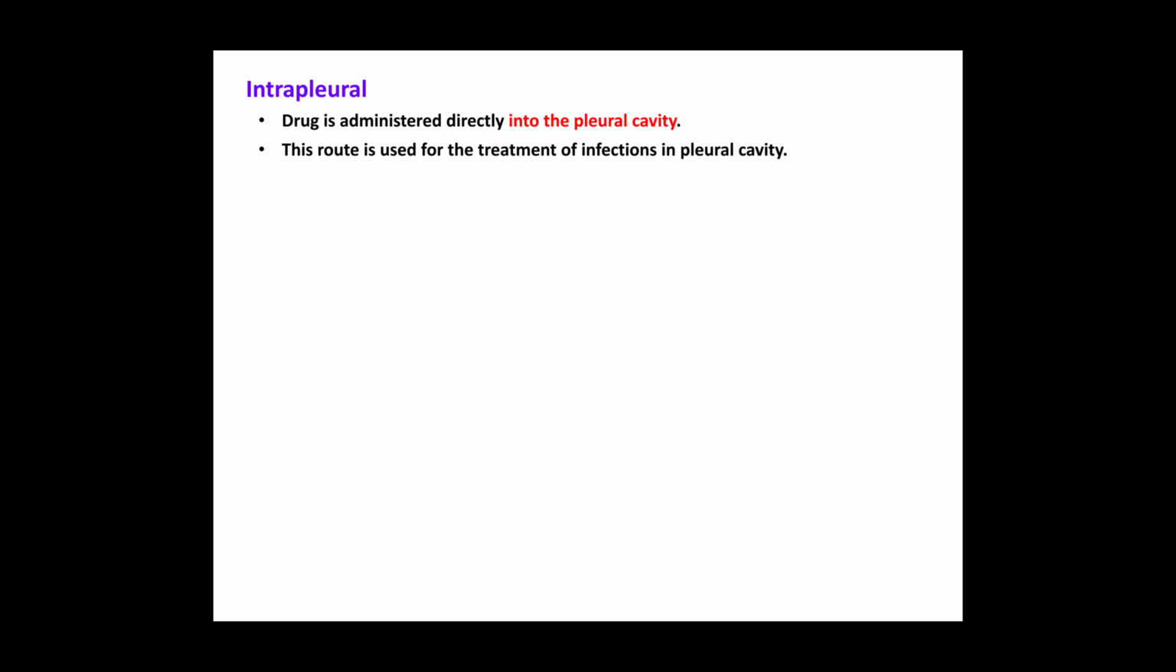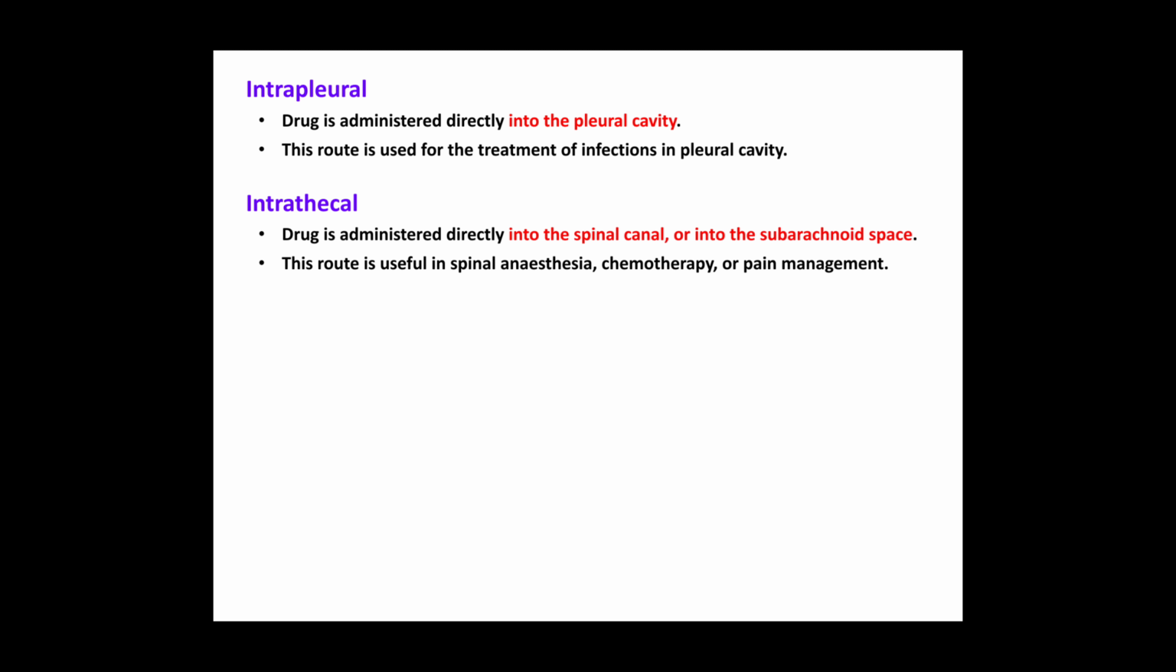The next route is intrapleural route. In intrapleural route, drug is administered directly into the pleural cavity of the body. This route is used for the treatment of infection in pleural cavity. The next route is intrathecal route. In intrathecal route, drug is administered directly into the spinal canal or into the subarachnoid space. This route is useful in spinal anesthesia, chemotherapy, or in pain management.